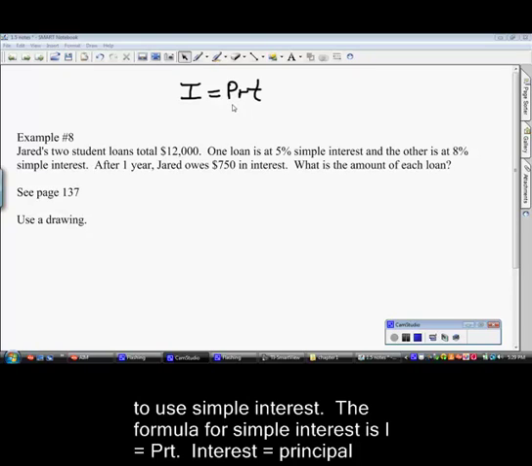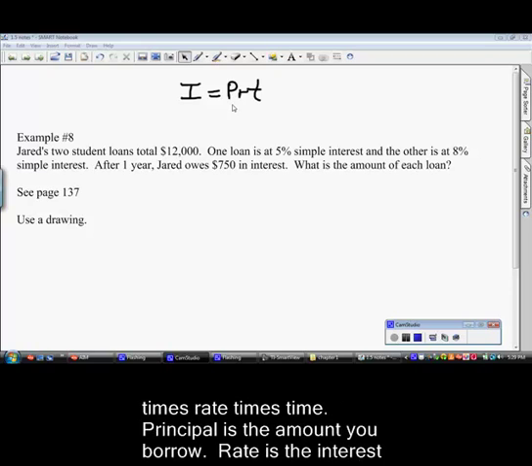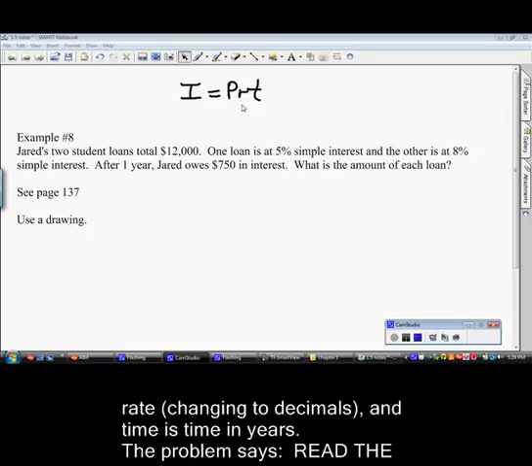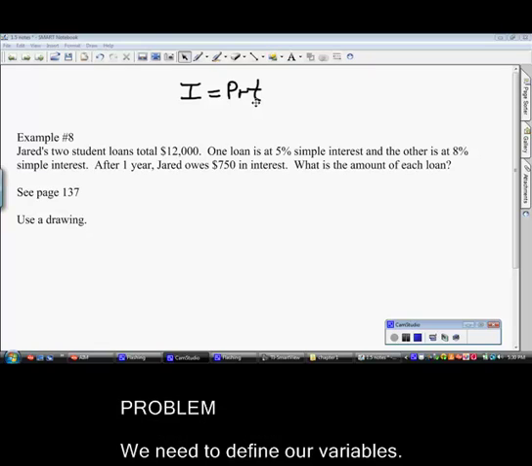Principal is the amount of money that you borrow or the amount of money that you're actually putting in an account, times rate. Rate is the percentage, the interest rate. When you do math, you always change percents to decimals by moving the decimal 2 places to the left. And time is time in years.